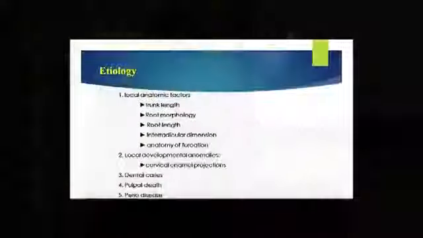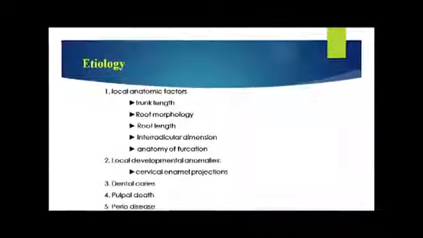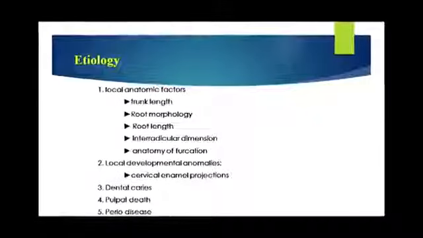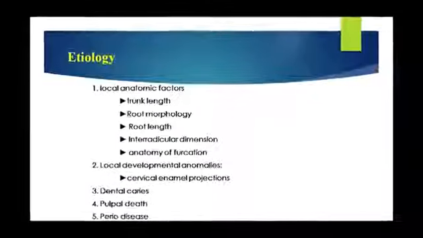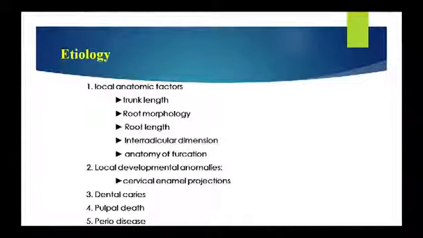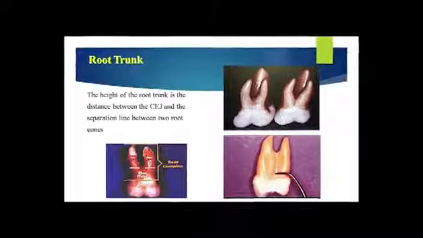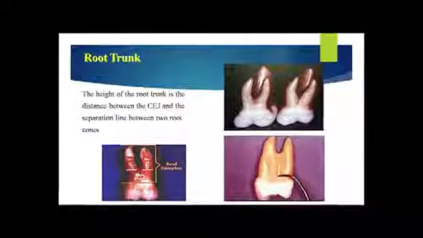The etiology of these furcations is basically local factors, one of which is the trunk length, root morphology, root length, interradicular dimension, anatomy of the furcation, local or developmental anomalies, and then dental caries if they go to that extent, pulpal depth, and then finally periodontal disease.